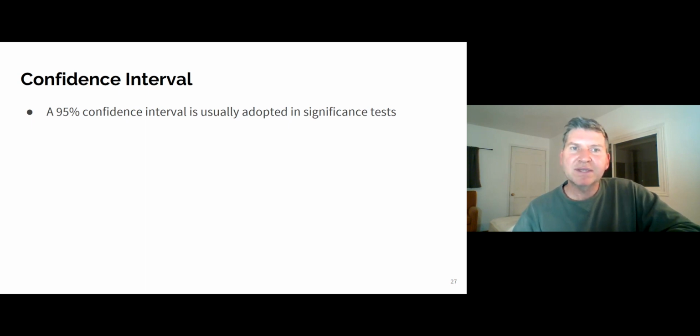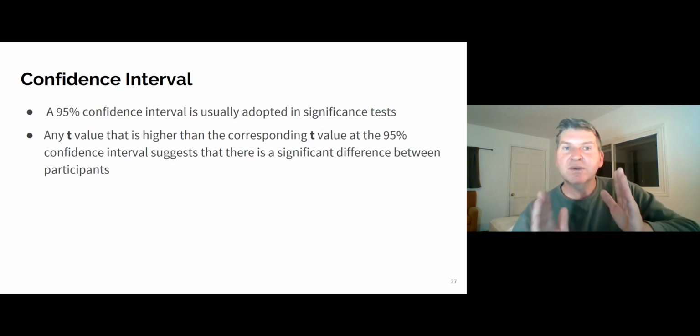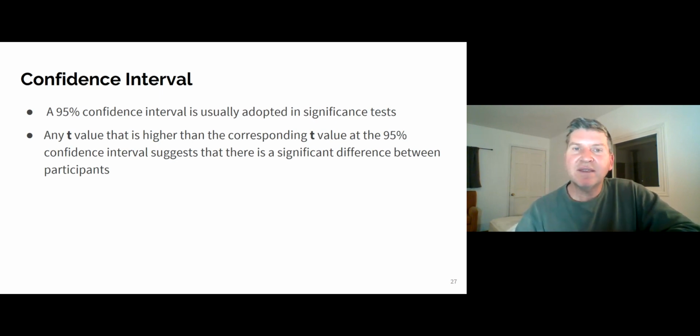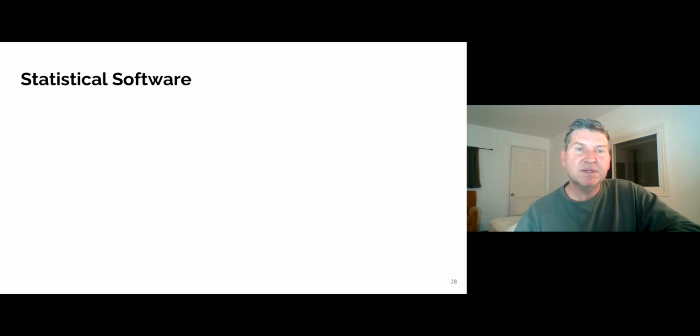So their p-value is like 0.000003. So any t-value that's higher than the corresponding t-value at the 95% confidence interval. So we're comparing 2 different t-values. And that's going to suggest that there's a significant difference between the participants, or in this case, between the software tools. So between users who use word prediction software and those who don't.